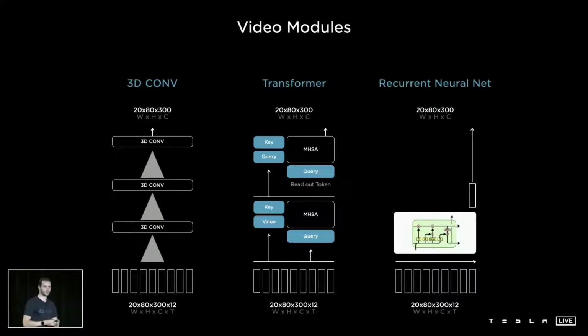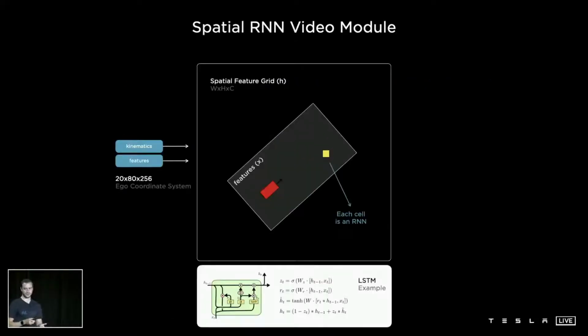Now, for the video module, we looked at a number of possibilities of how to fuse this information temporally. We looked at three-dimensional convolutions, transformers, axial transformers in an effort to make them more efficient, and recurrent neural networks of a large number of flavors. But the one that we actually like quite a bit, and I want to spend some time on, is a spatial recurrent neural network video module. Because of the structure of the problem, we're driving on two-dimensional surfaces, we can actually organize the hidden state into a two-dimensional lattice.